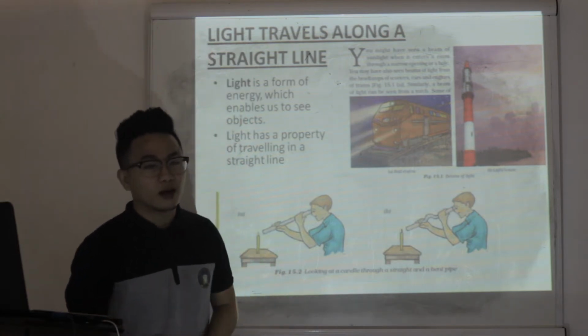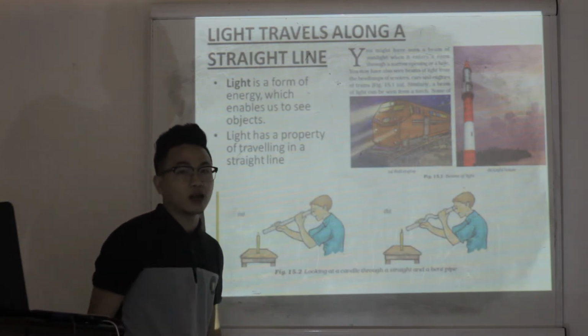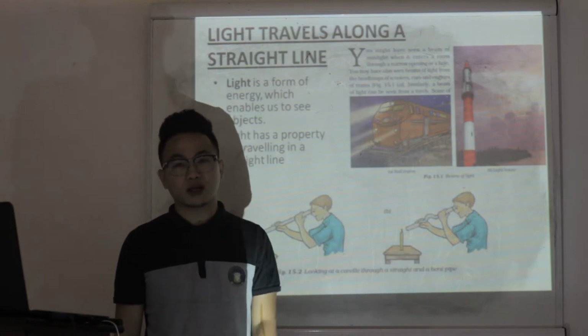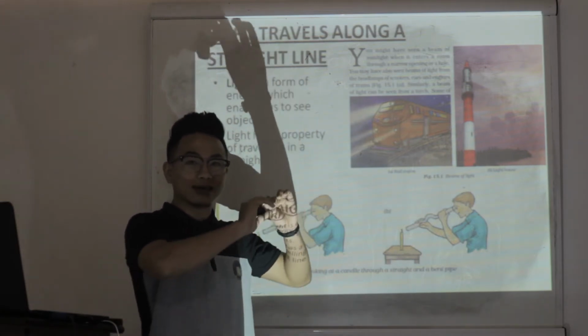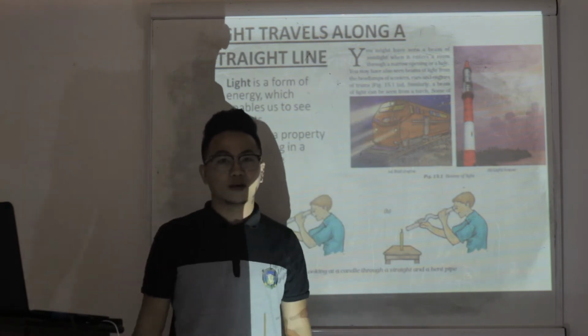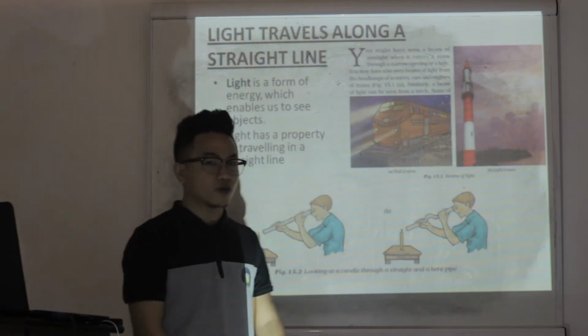Light has a property: light travels in a straight line. So we can have an activity for that.